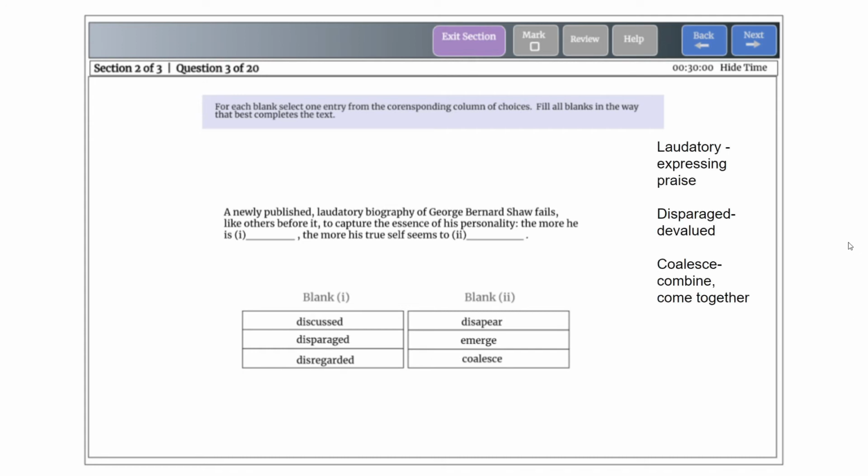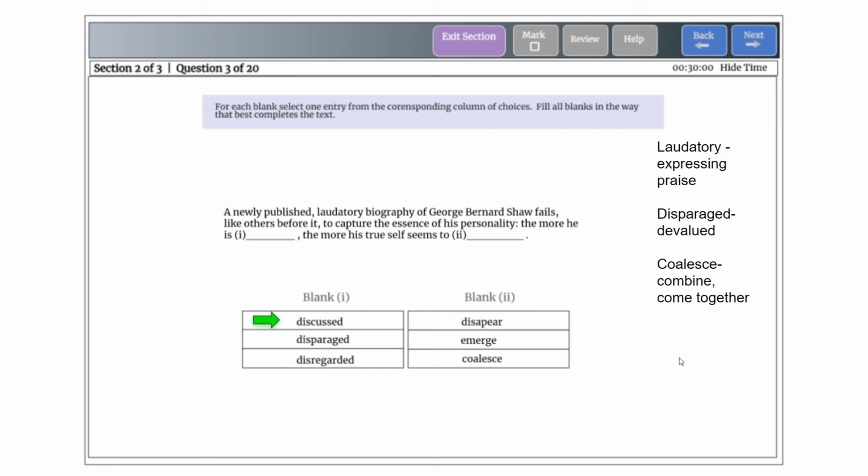So, laudatory, in this sense, means that these biographies are speaking well of him, right? But they do seem to fail. They aren't able to capture the essence of his personality. So we need to match this idea that the more he's written about, right, the more we don't know about him. So if we look at the first blank, discussed, disparaged, disregarded. Well, it's not negative, right? People are praising him, so we can't really pick those last two. We have to pick something neutral like discussed.